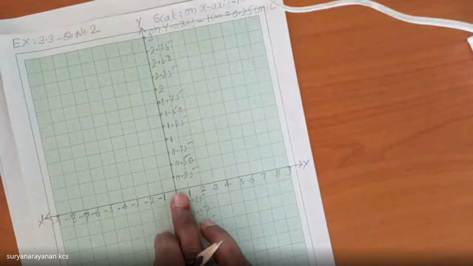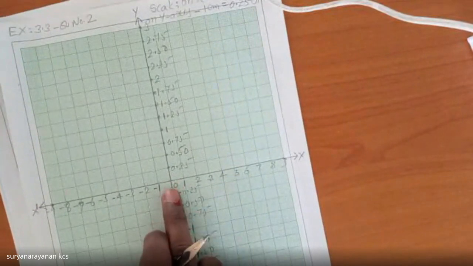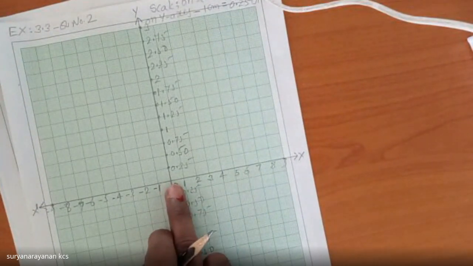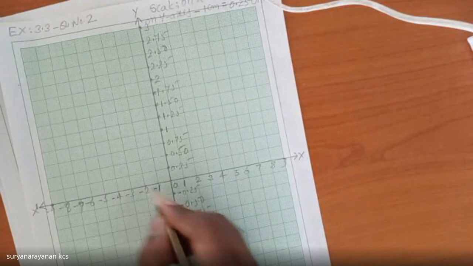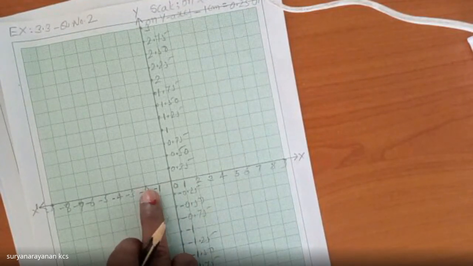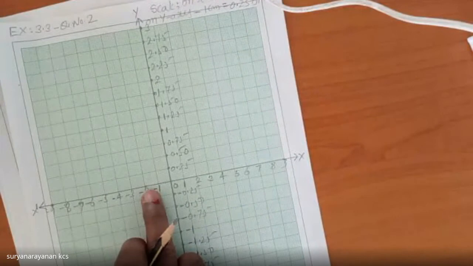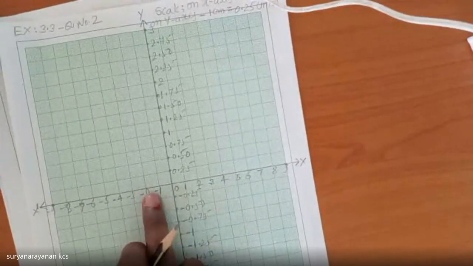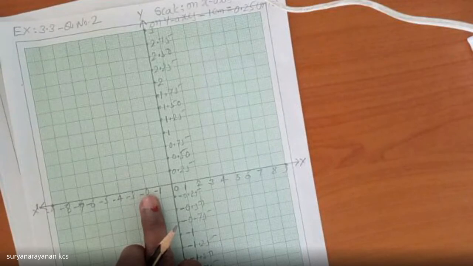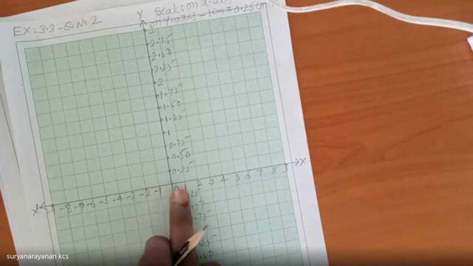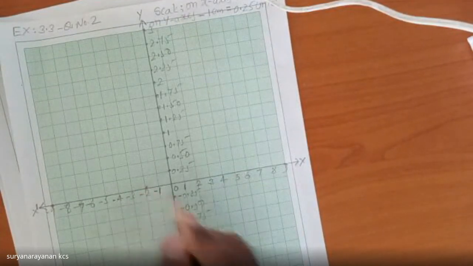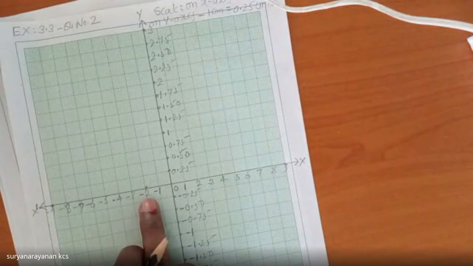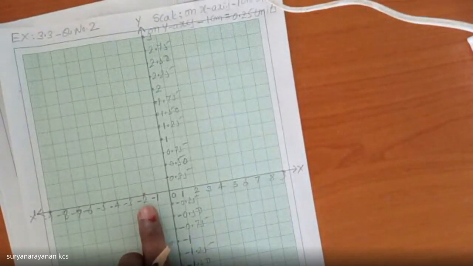So on the x-axis, where is minus 2? We have to move from the origin. Minus 2 is on the left side of the origin. On the x-axis, we have to move backwards, to the left side from the origin. After moving 2 units backwards, we have reached this point, minus 2 on the x-axis.